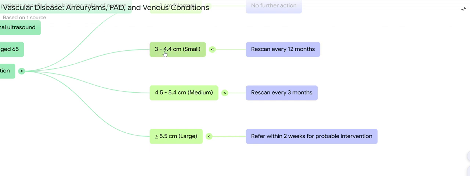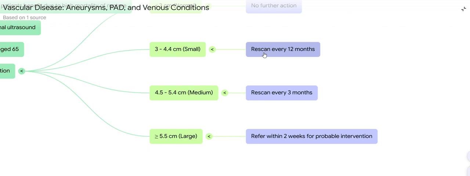So 3 to 4.4 centimeter is small, it's considered a small aneurysm. 4.5 to 5.4 centimeter is called, sorry, I'm too sleepy, is medium AAA, and 5.5 is a large AAA. So for a small one, we have to rescan every 12 months.